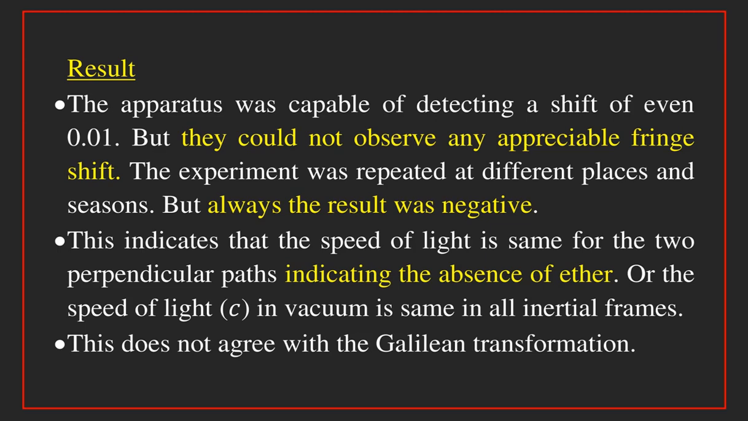But another important point is that this does not agree with the Galilean transformation, because by the Galilean transformation the velocity of light will depend on the velocity of the frame of reference. But here it is found that the velocity of light in vacuum is a constant. It is independent of the velocity of the frame of reference.